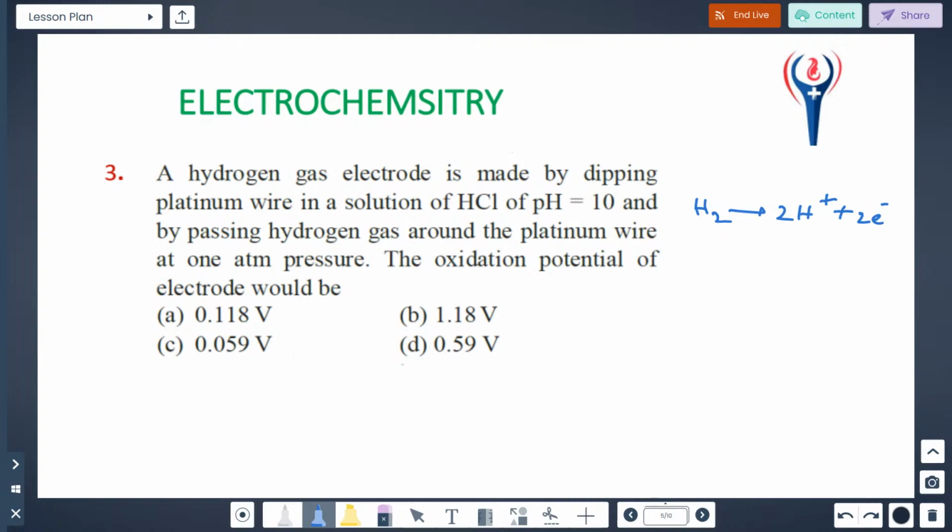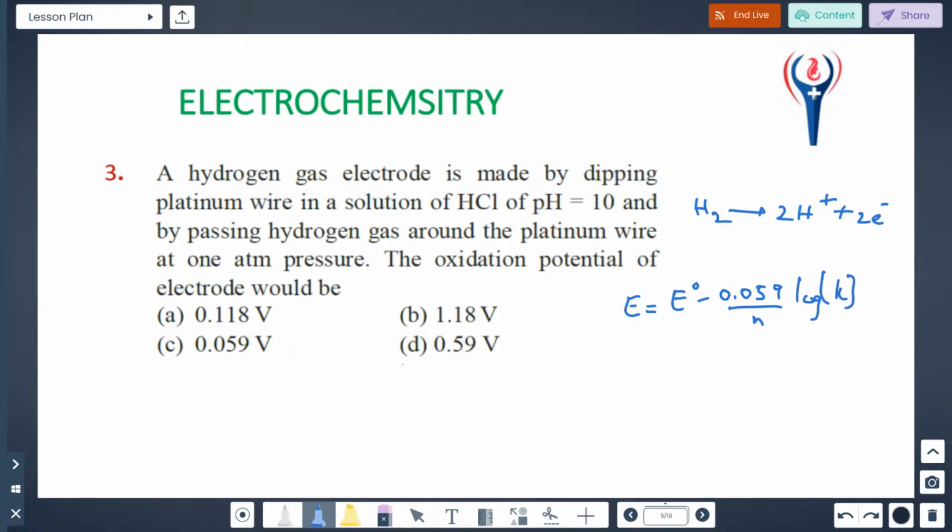So what's the formula? They're asking to find the oxidation potential. The general formula is the Nernst equation: E is equal to E naught minus 0.059 by N log K. Log K, understood? K is the equilibrium constant. Okay, so here, just apply it.